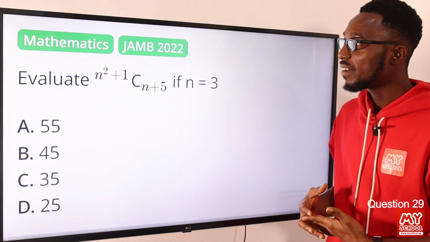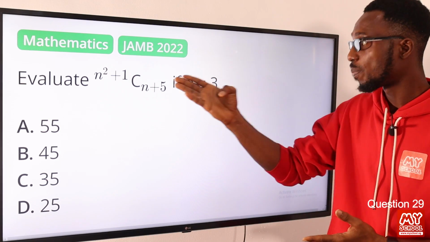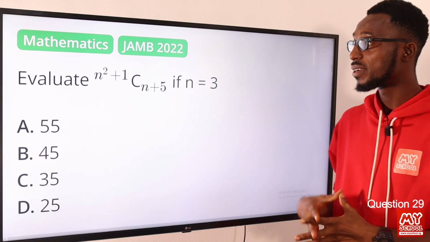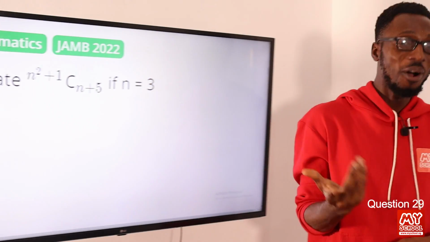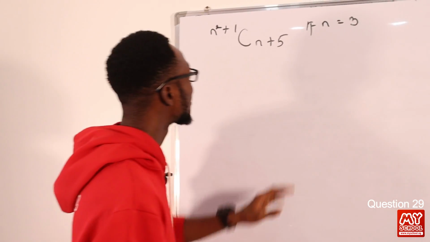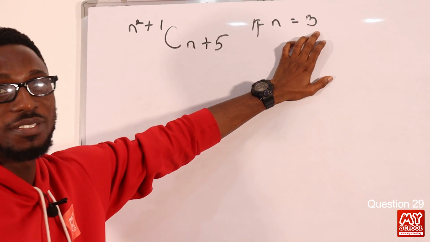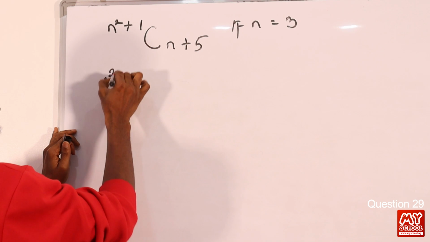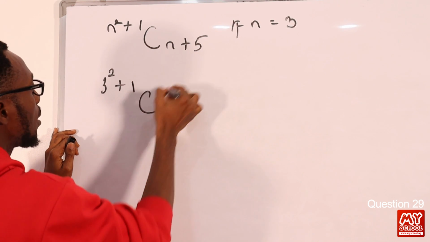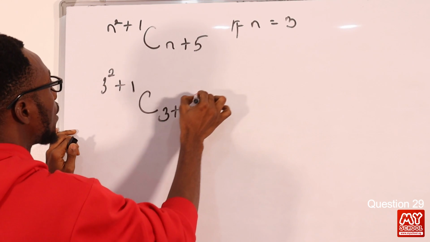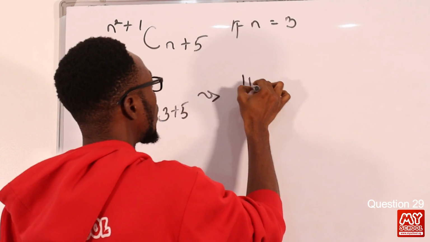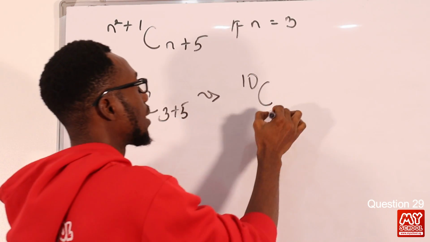29. Evaluate n squared plus 1 as superscript, with the subscript at the front, n plus 5, if n equals 3. This C reminds us of permutation and combination. We are told that n has the value of 3, so anywhere we see n, we replace it with 3. So basically I have 3 raised to power 2, plus 1, then my C, this is 3 plus 5. 3 raised to power 2 is 9, so 9 plus 1 is 10. 3 plus 5 is 8.